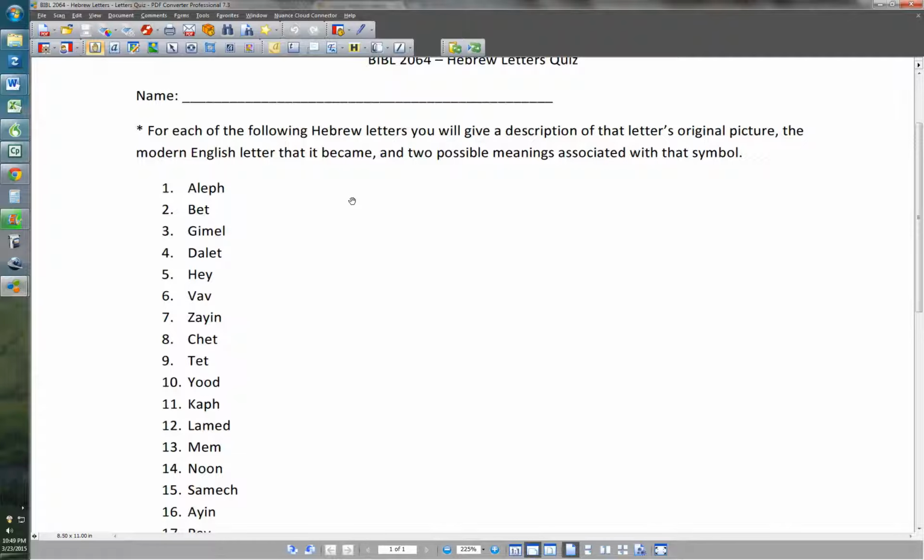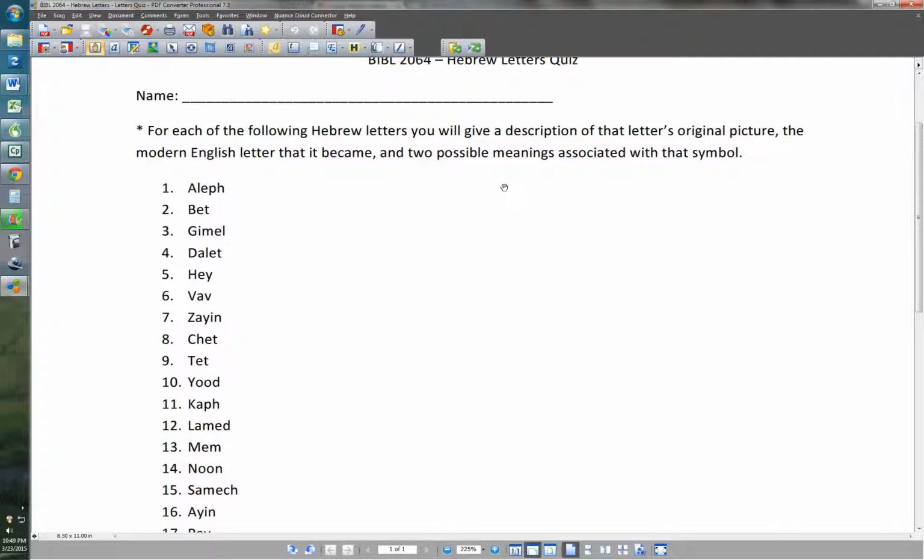And so this is how I want it to go, right? The question will tell you, all right, so this is Bet. So for Bet, you're going to tell me what the original picture was of. So that's a house or a tent. The modern English letter it became was B, and two possible meanings associated with that. So it means either house, or it could mean inside, like your heart, your interior.